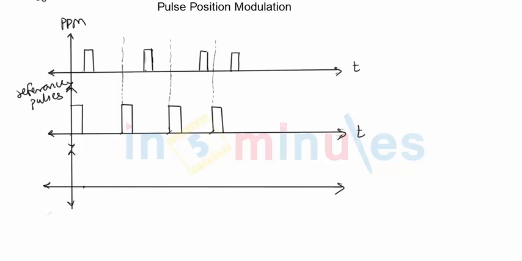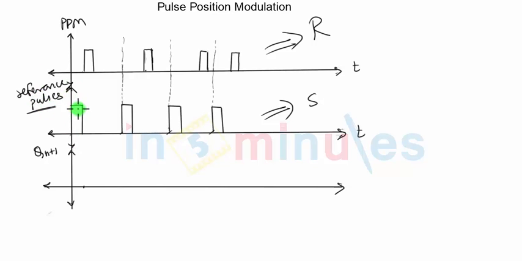Let us see how SR flip-flop output will be generated. So output of the SR flip-flop, I'm going to denote it as Qn plus 1. Please remember that PPM signal is given to R input and reference pulses are given to S input of the SR flip-flop. Every time, the very first pulse that will occur in every cycle is the reference pulse, because PPM pulse will occur after some amount of time. It has to occur at different position. So very first pulse that occurs is always the reference pulse.